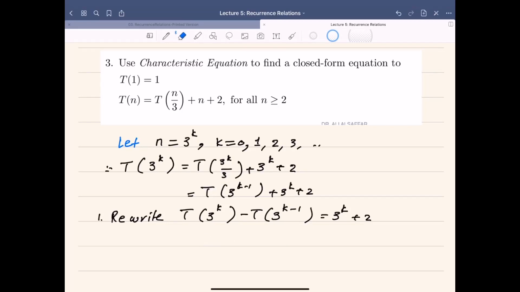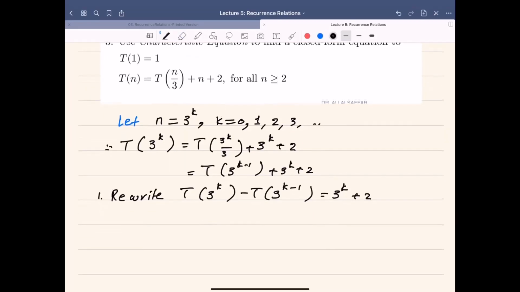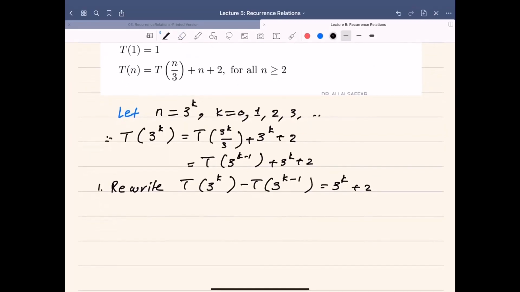In this case, this recurrence relation that we are obtaining is non-homogeneous because some of the terms do not have t 3 raised to power k. This part will be the homogeneous part, and this part is the function, but here it's not going to be in terms of n, it's going to be in terms of k.